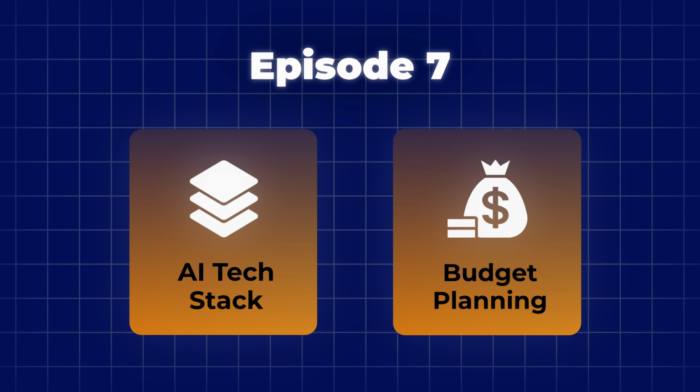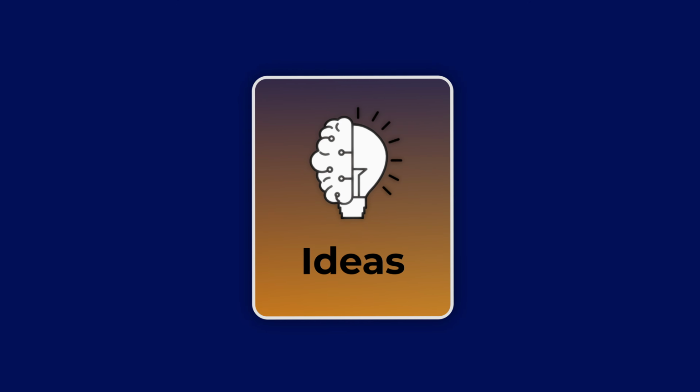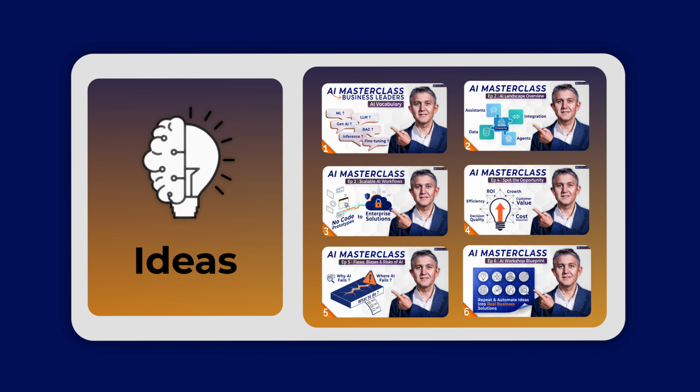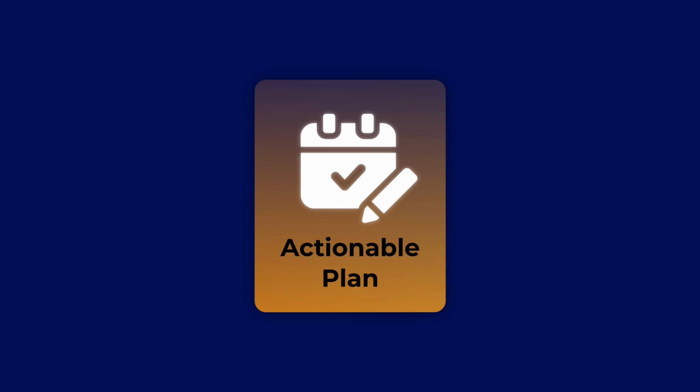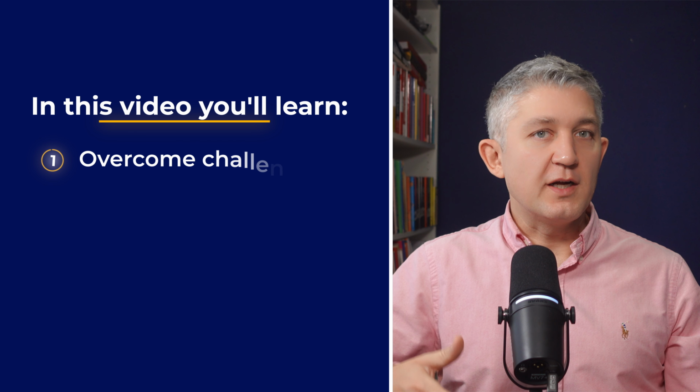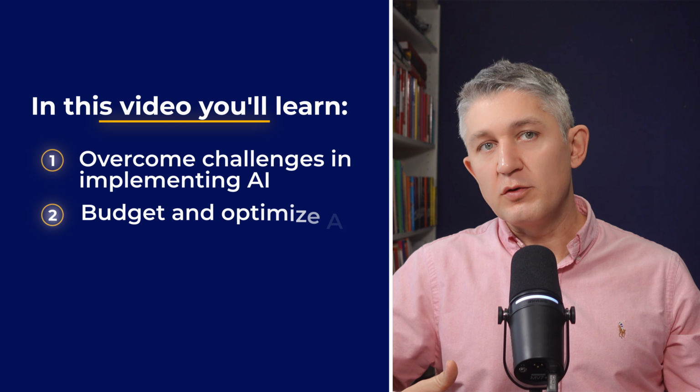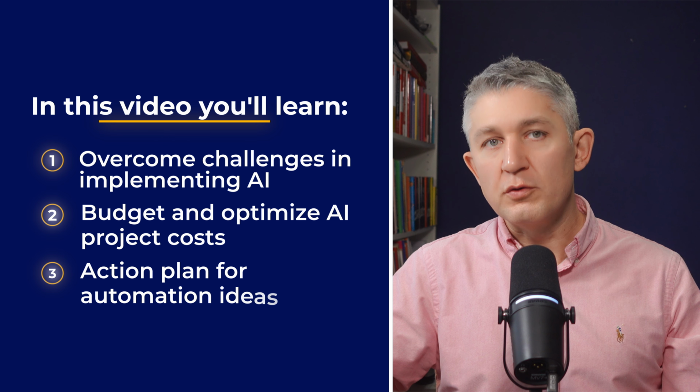Today we're doing Module 7, AI Tech Stack and Budget Planning. This is where we will turn ideas and the learning from the previous modules into an actionable plan. You will leave with an idea on how to overcome some of the challenges, how to budget, optimize, and how to proceed with your automation idea.